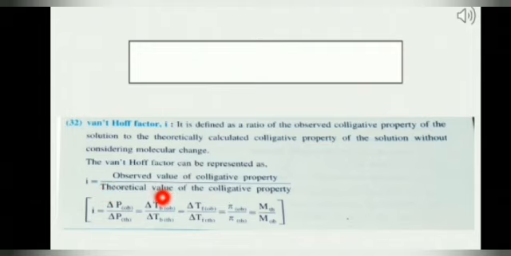Here i equals this first one, which is for the vapor pressure lowering, the second is for the elevation in boiling point, then this is for the depression in freezing point, the fourth one is for the osmotic pressure, and the fifth one is for the molecular mass.